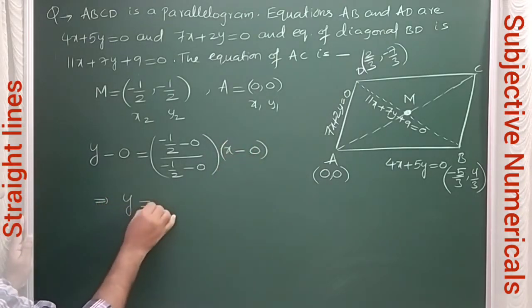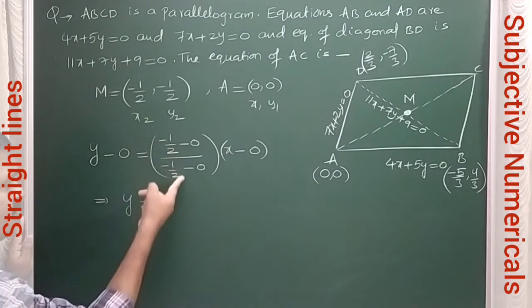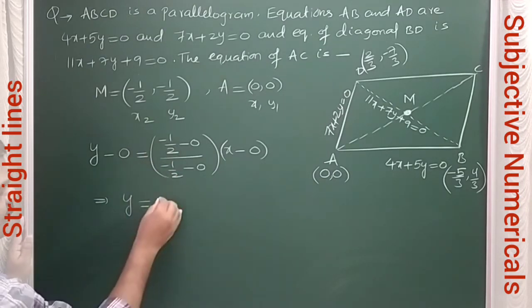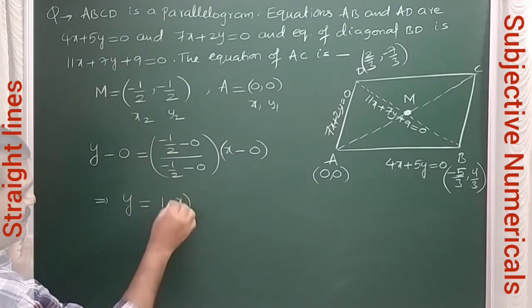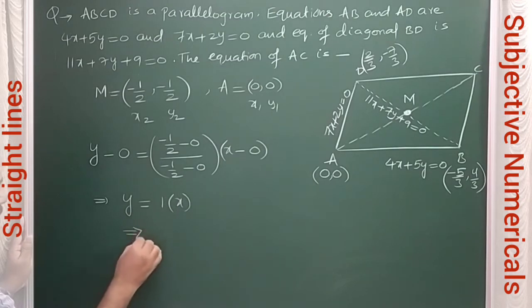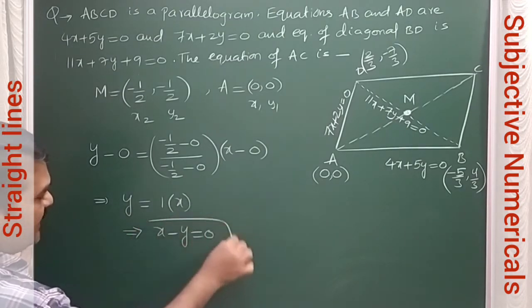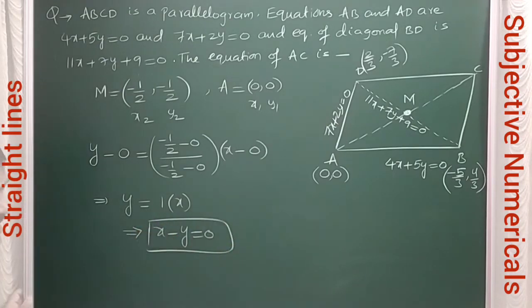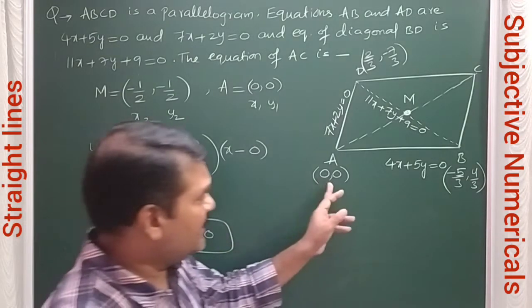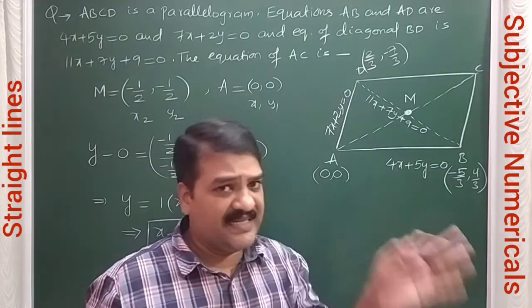So y is equal to minus 1 by 2 minus 1 by 2. So of course you will get 1 into x. So this is the equation of diagonal AC: x minus y is equal to 0. Actually, by seeing the coordinates itself, we can write the equation.